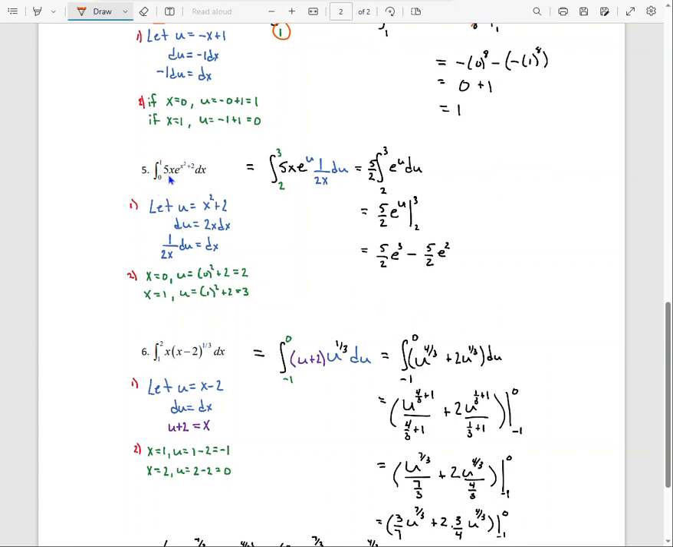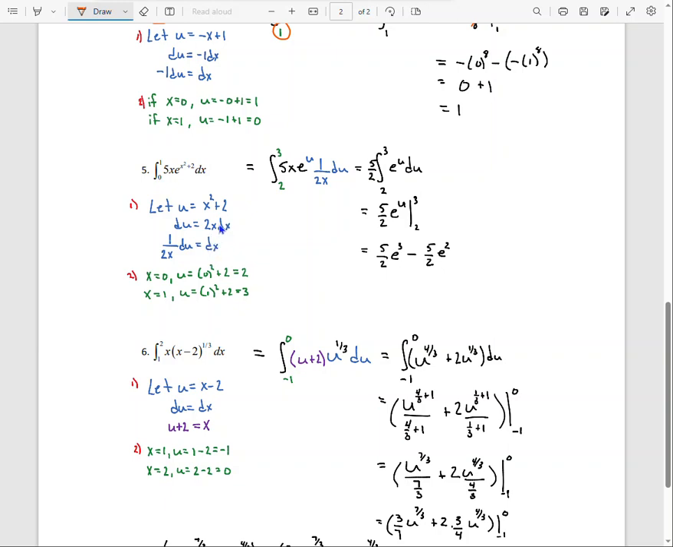The integral from 0 to 1 of 5x e to the x squared plus 2 definitely seems like I'm going to use a substitution. So let's let u be that exponent, x squared plus 2. The derivative of u is 2x dx.